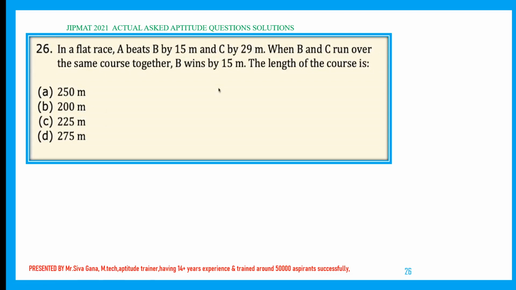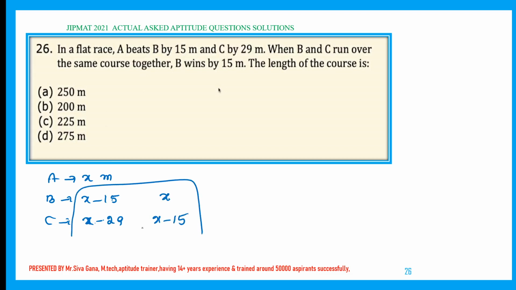I will explain that question at a later stage. A flat race, A beats B by 15 and C by 29. If, let us say simple, A goes x meters, then B goes x minus 15, that's it. And C goes x minus 29 in that flat race. When B and C run over the same course together, B wins by 15, which means if B goes x, C goes only x minus 15.